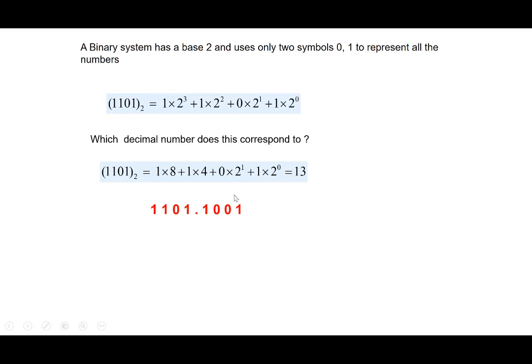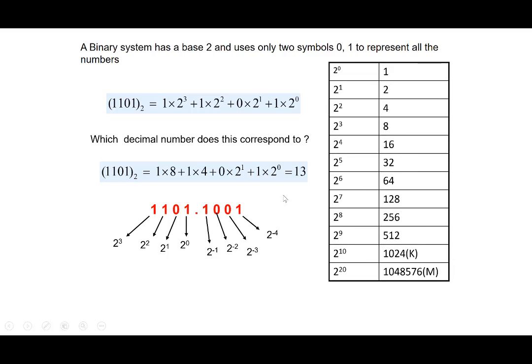Right? And what about when you have a binary point here? This carries 2 to the power 3, this has a weight of 2 to the power 2, and so on and so forth. This one carries a weight of 2 to the power minus 1, which is half, 0.5. This one is 1 by 4, 0.25, then 1 by 8, and then 1 by 16. So those are the weights associated with the different positions.